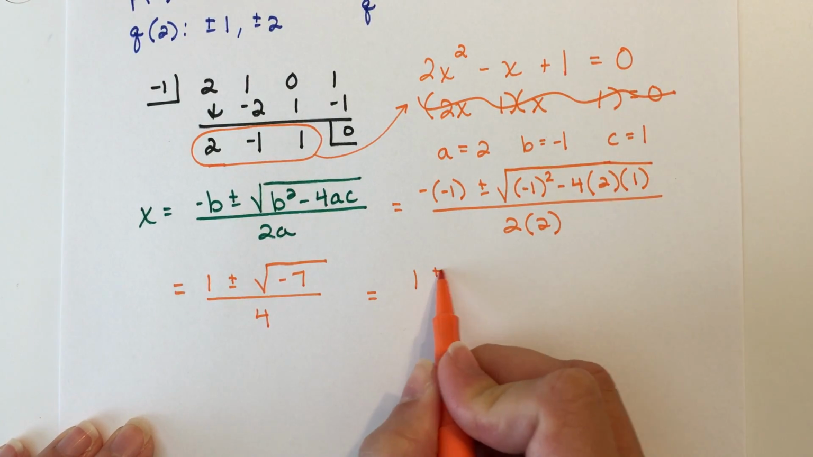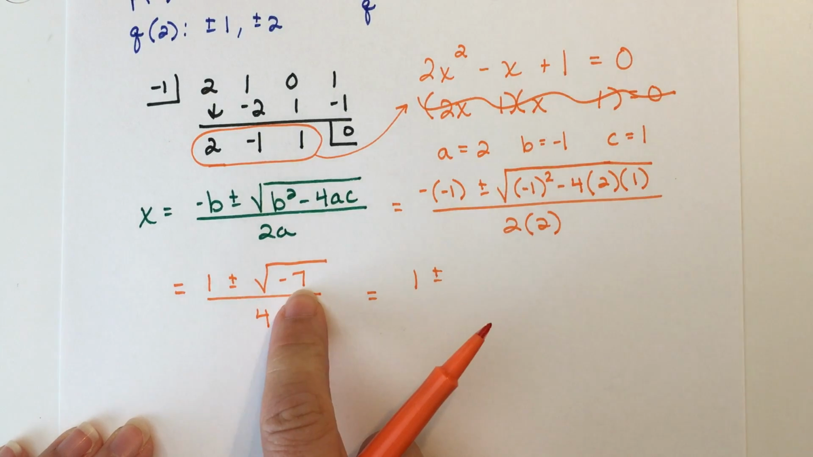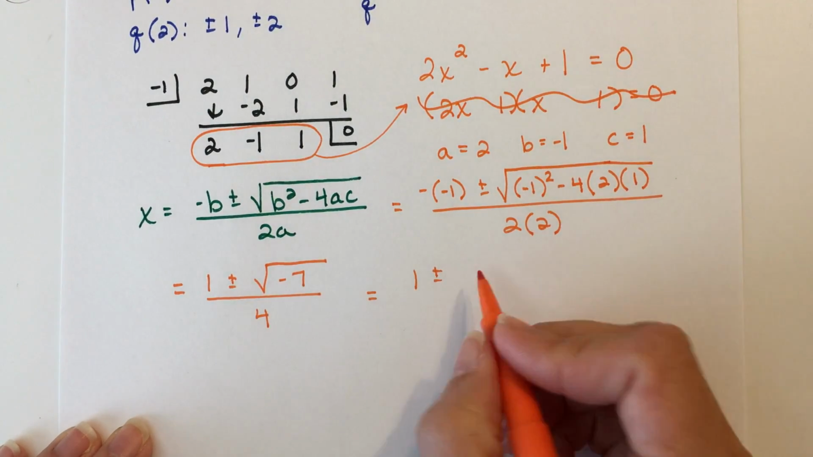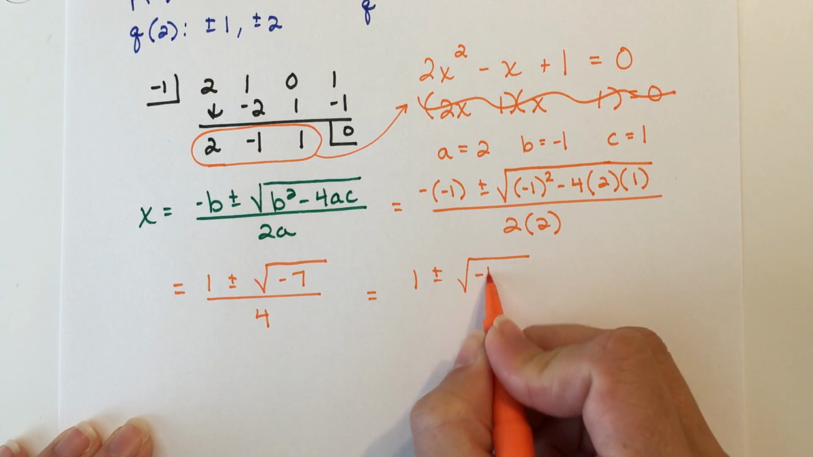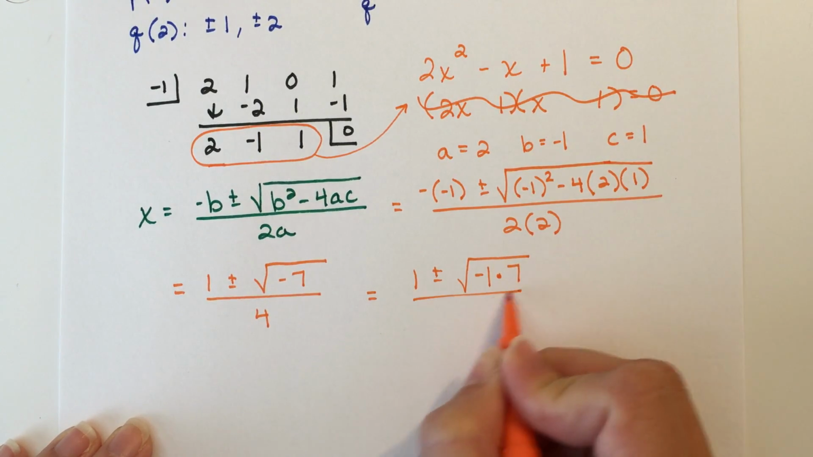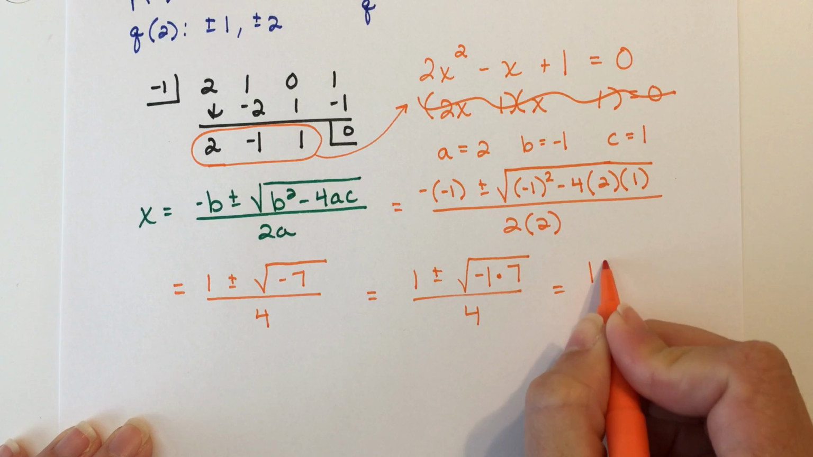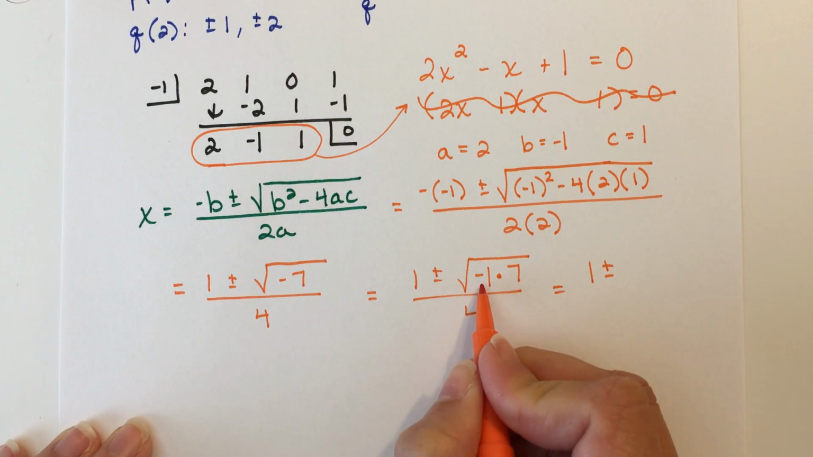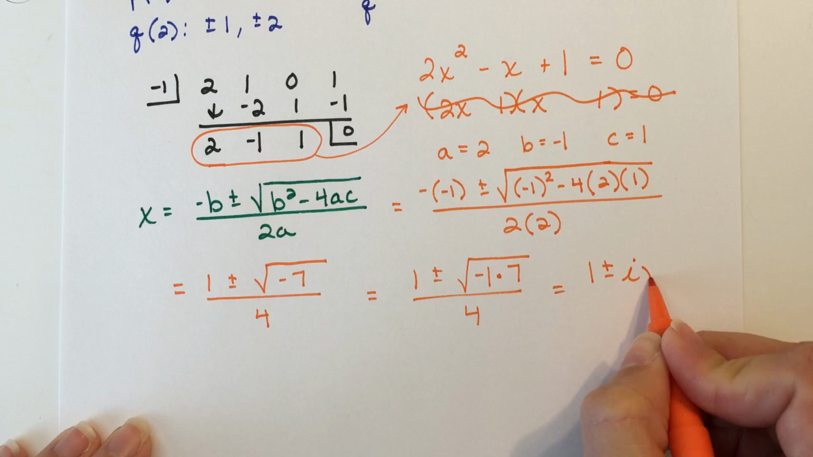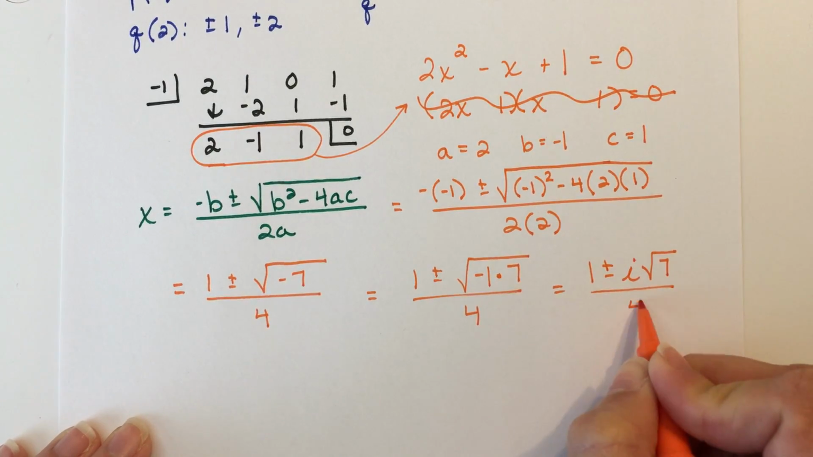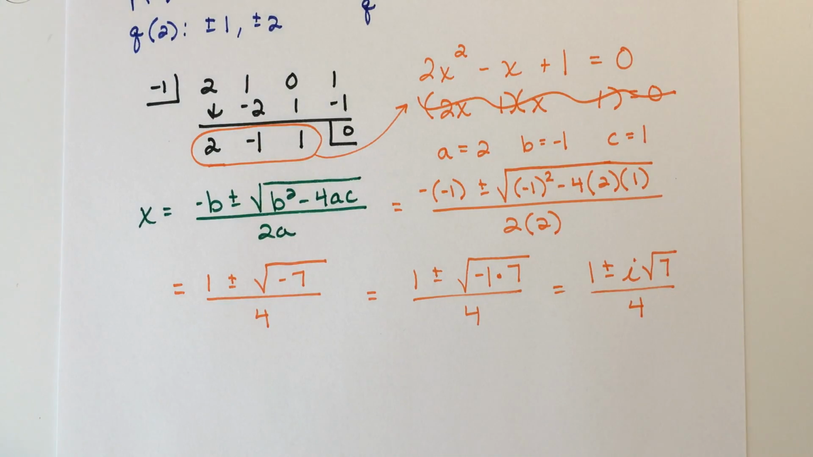Now, you will need to deal with the negative. There's not any simplifying you can do with the 7, but you do have the negative that you need to deal with. So that's going to be a negative 1 times 7. And if you remember, the square root of the negative 1 is going to give you i. The 7 then will just have to be left underneath your radical.